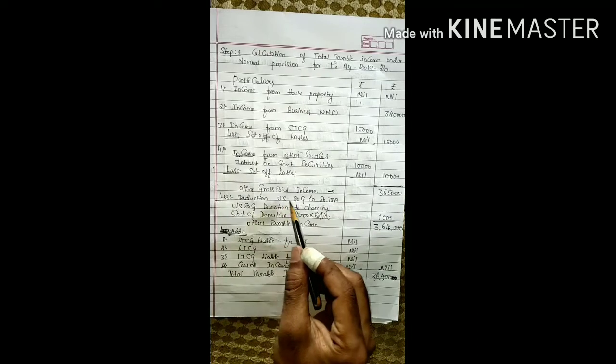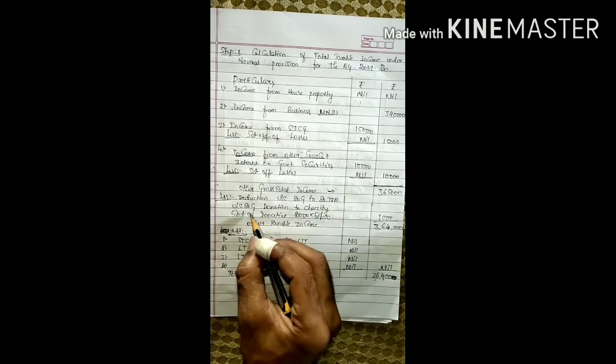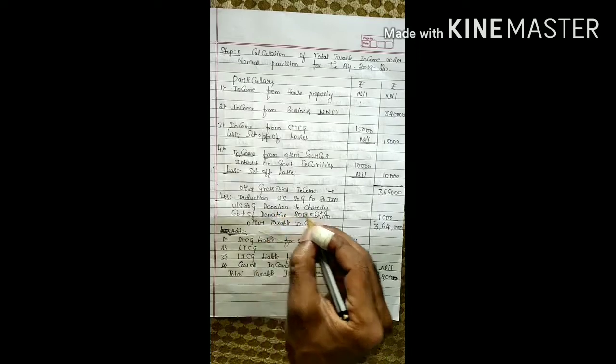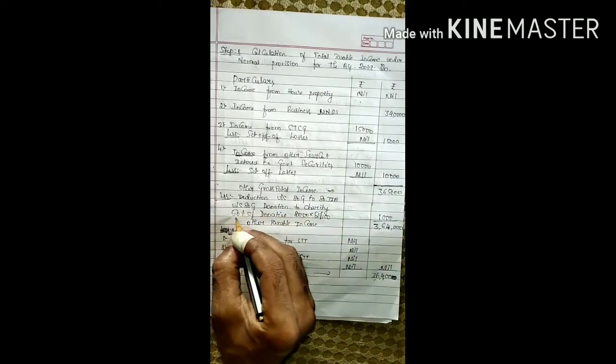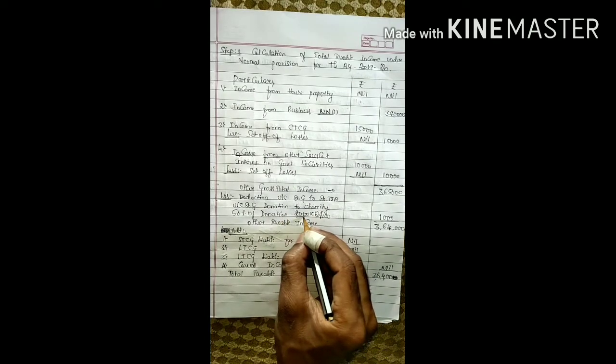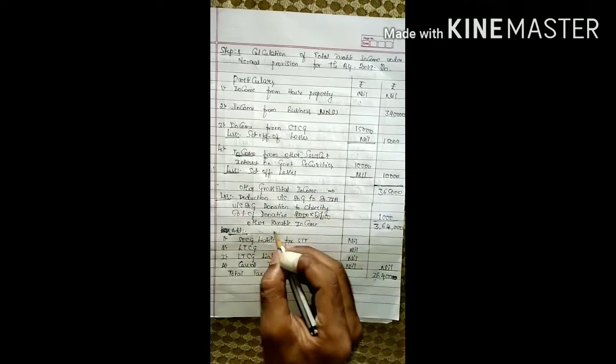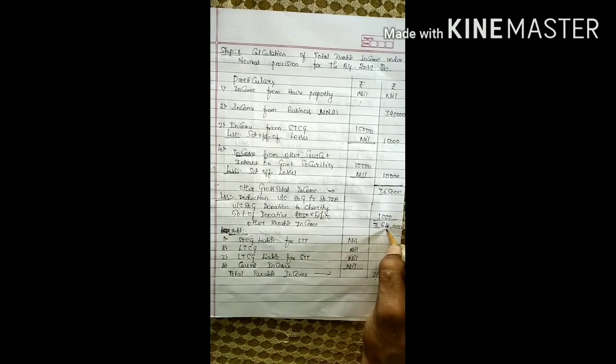Less deduction under section 80G to 80JJA. There is one deduction, that is donation to charity under section 80G, with 50% of the donation amount applicable. The donation amount is 2,000 into 50%, that is 1,000, and the other taxable income will be 3,64,000.